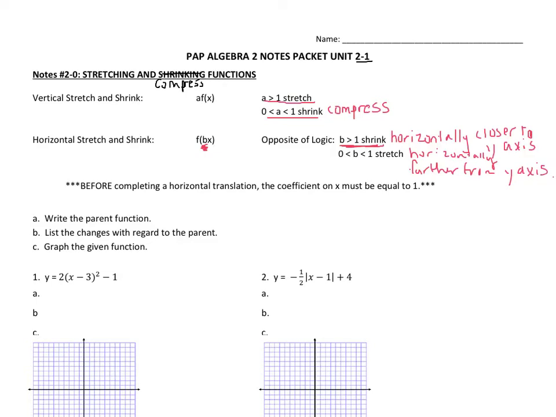Okay, so the one thing I want you to keep in mind is that before completing a horizontal translation, the coefficient on x must be equal to 1. Therefore, if it's not equal to 1, you will have to factor it out to make it equal to 1.